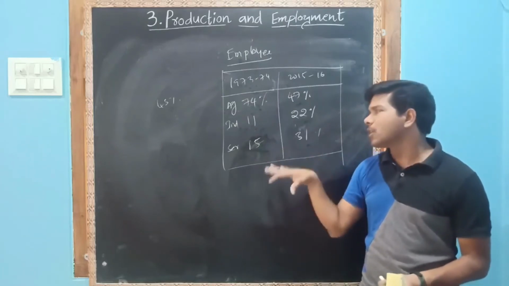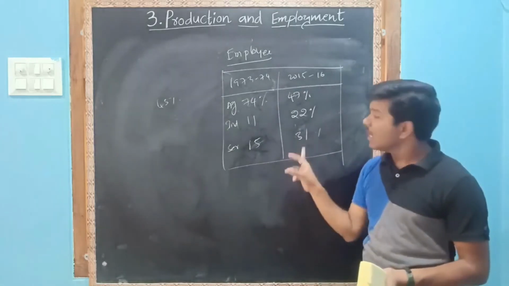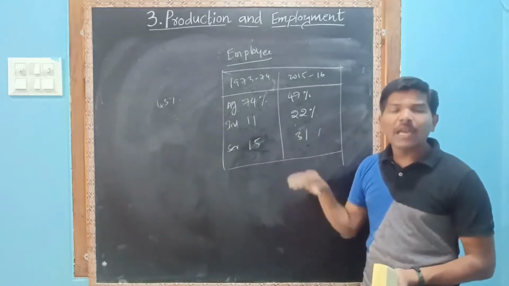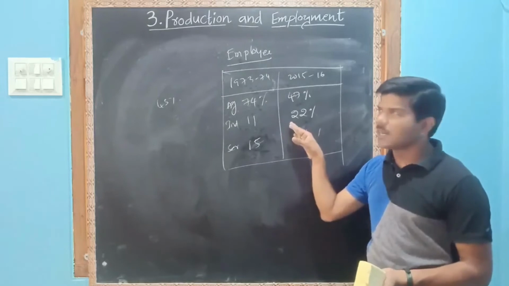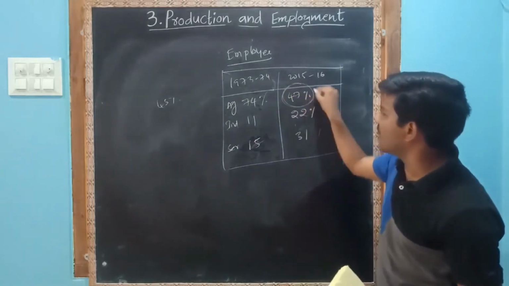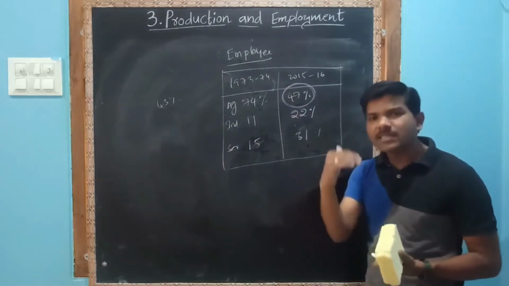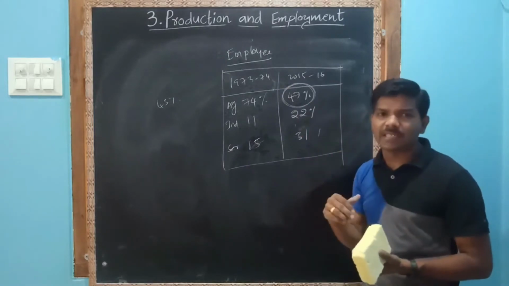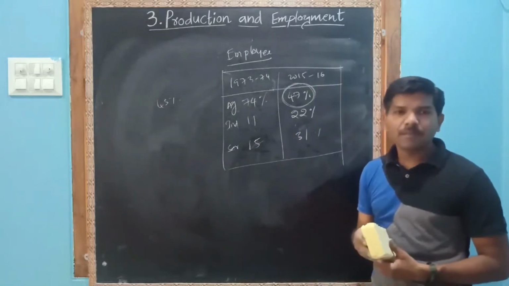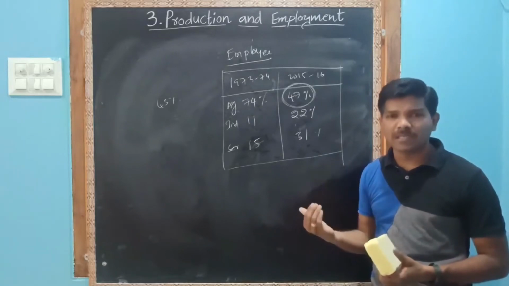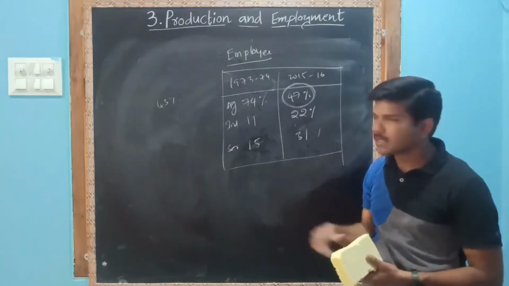So what you observe is that day by day employment opportunities are increasing in the service sector and industrial sector. I repeat, employment opportunities are increasing in the service sector and industrial sector, but decreasing in the agriculture sector. To some extent it needs to decrease, because more people depend upon agriculture. These data are also very important. They may ask in information skills.